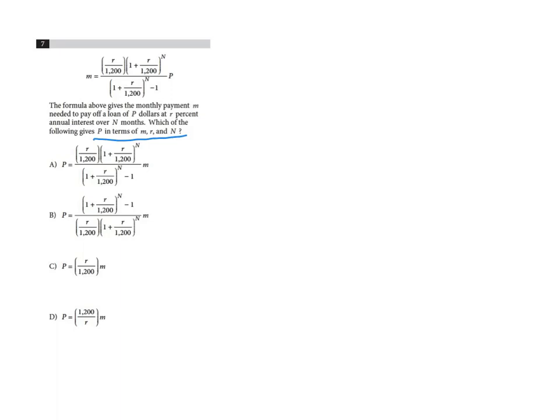Okay. Now we've got this kind of a nasty fraction times P, but we can think of it in a simpler way. We can just think of it as M equals something over something times P. Right? Now, if we want to isolate the P, if we want to solve for P, we would have to divide by A over B.